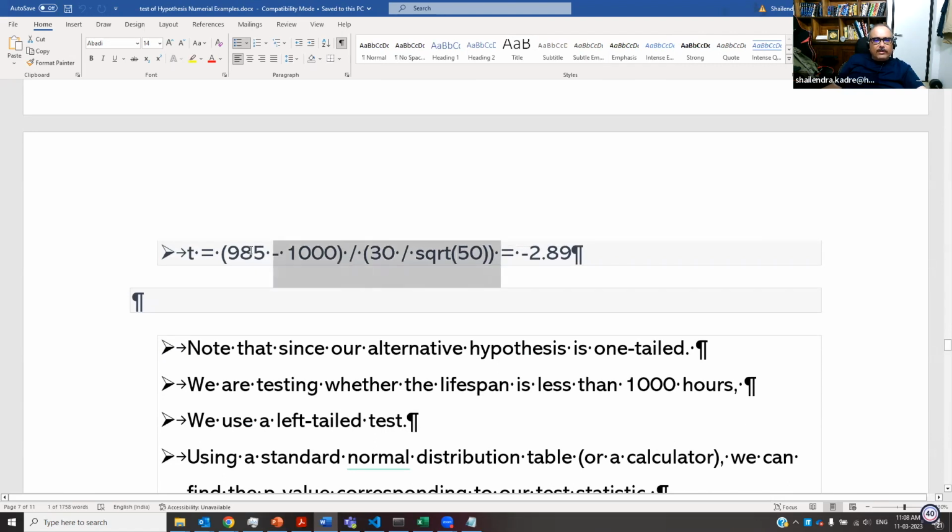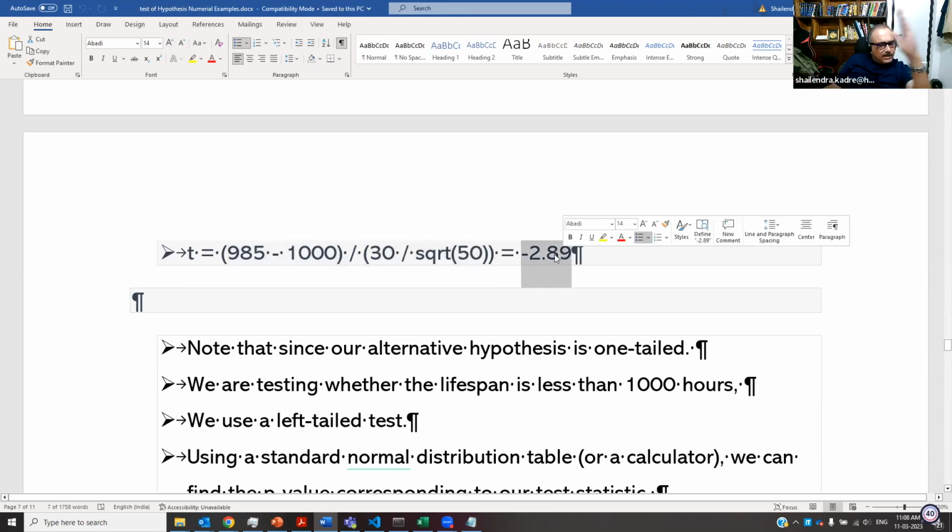So if we compute this, the T statistic is coming out negative. Negative means towards the left of the mean. If you imagine the bell curve, from the peak line the right-hand side is positive and the left-hand side is negative. So this is coming to minus 2.89, which means our Z statistic is 2.89 standard deviations away to the left of the mean.